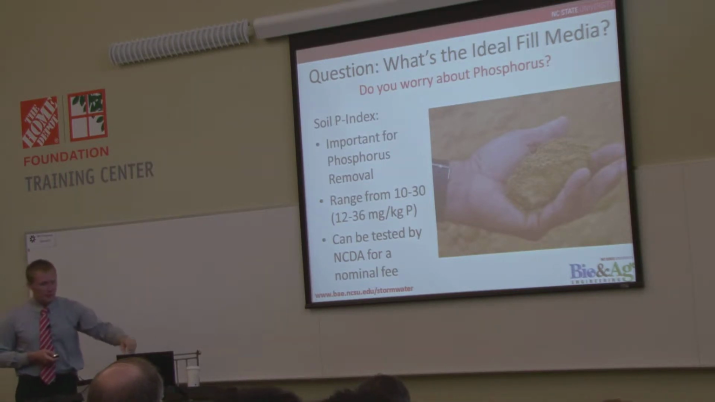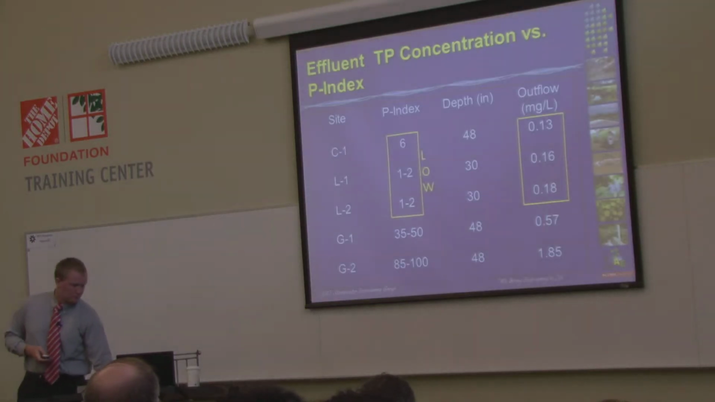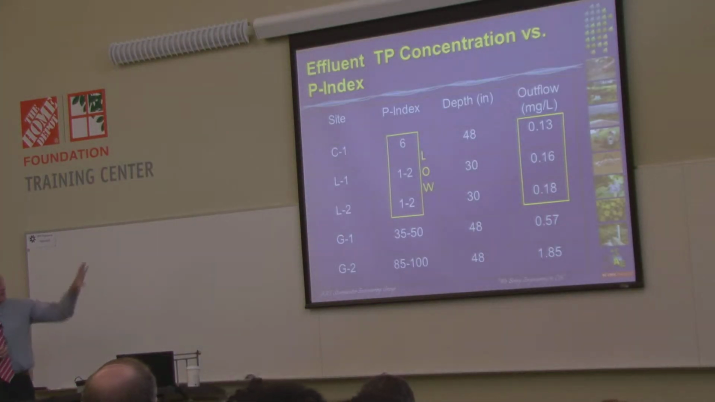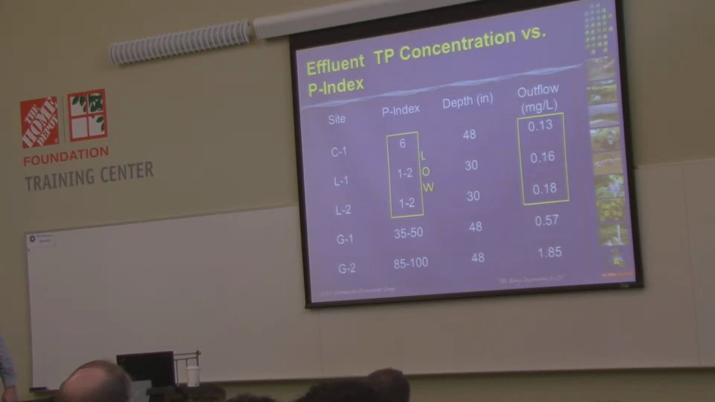Obviously, we're not in North Carolina, so you wouldn't submit it to NCDA. So here's what I'm talking about. There are 5 bioretention cells here: the one in Charlotte I showed you earlier, the 2 in Lewisburg, and then 2 in Greensboro. And you can see the P-index, it's basically on a 0 to 100 scale, so it makes it simple for farmers to figure out how much fertilizer they need to apply. In this case, we're using it to look at how much phosphorus is in our media.